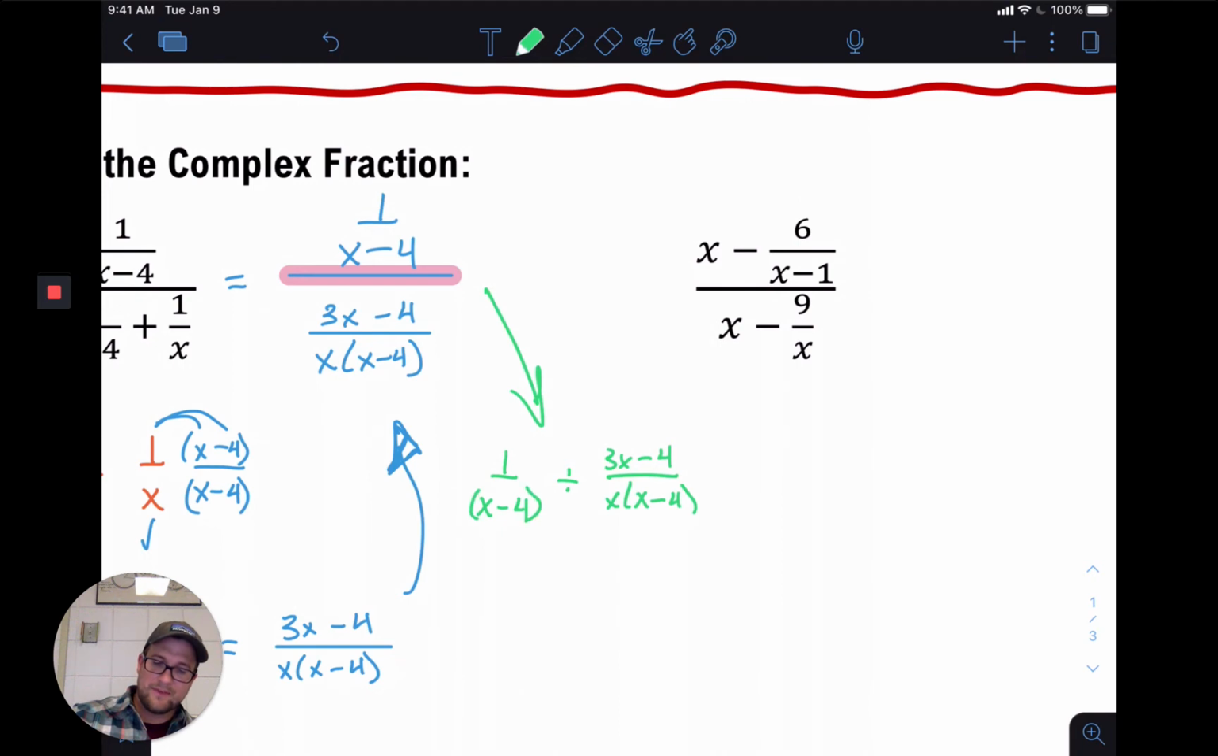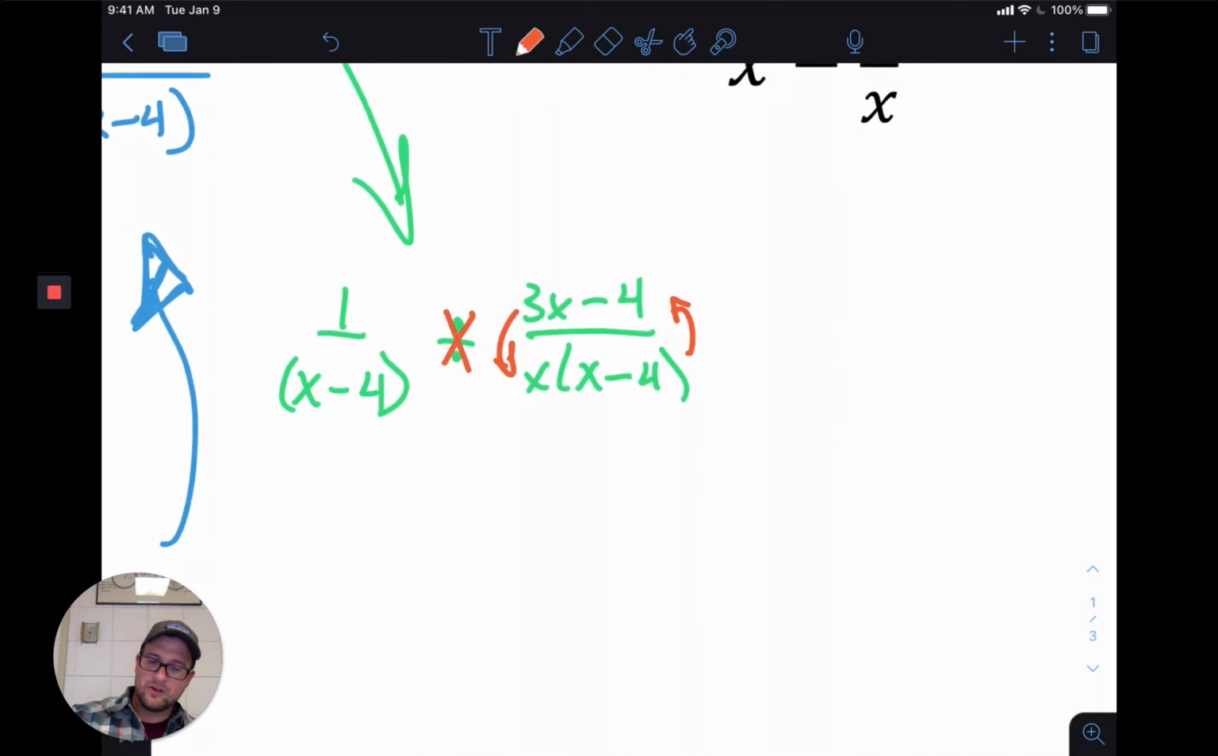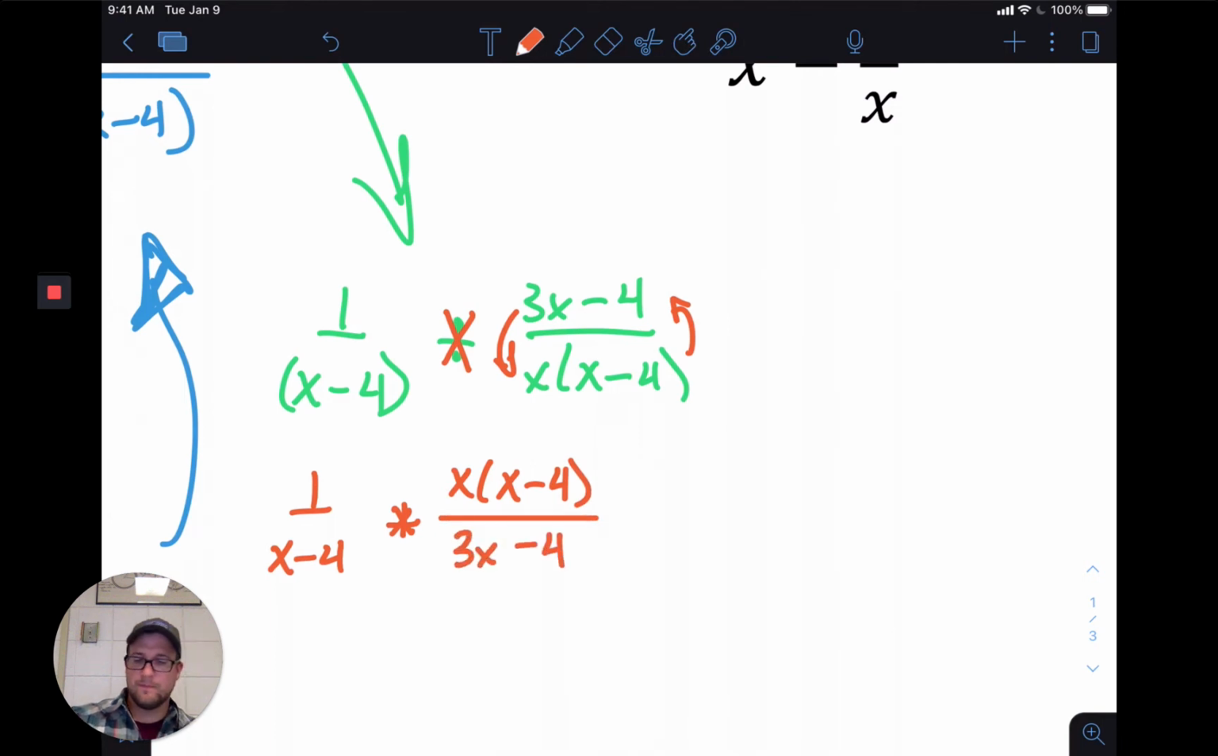Now, looking at that, this is actually a problem we've seen before. We've talked about how to divide these already. And the way that we divide is by multiplying by the reciprocal. So we can rewrite this as 1 over x minus 4 times x times x minus 4 over 3x minus 4. Now, just like before, if we have any terms that are the same, we can cross-cancel those terms.